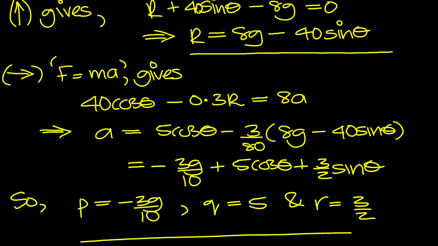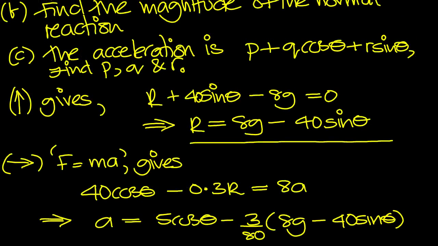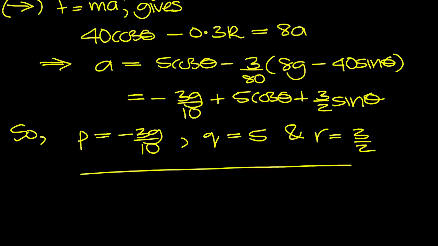And let's just check that then, that we've got p, q and r the right way around. p, q cos, r sine, which is fine.